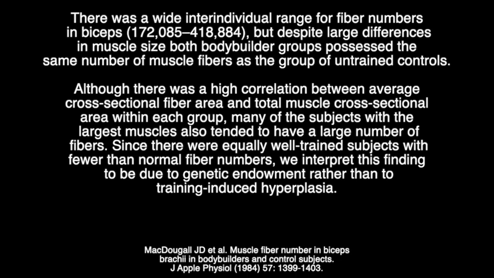And this time he found that they actually had the same number of muscle fibers in the biceps, despite the bodybuilders being much larger. They did also find that the individuals with larger muscles tended to have more muscle fibers. But they concluded that probably the larger bodybuilders had been born with more muscle fibers, which they then were able to hypertrophy, which is why they were bigger. Although it's still possible that they experienced hyperplasia.